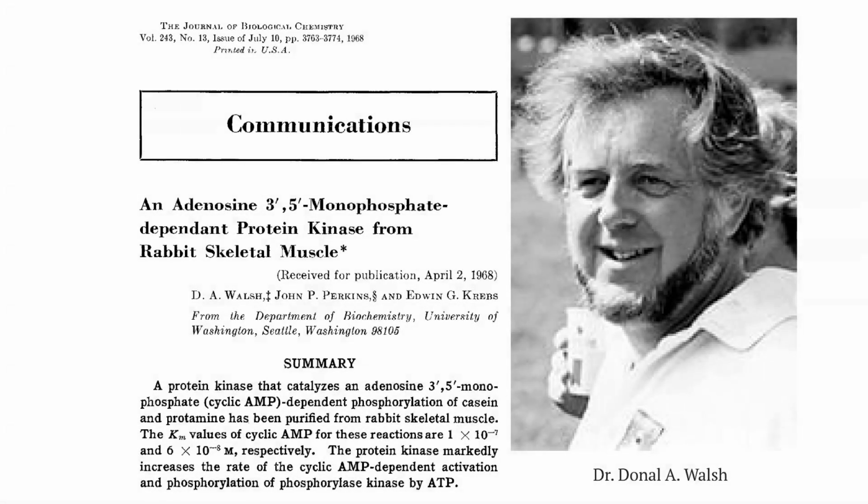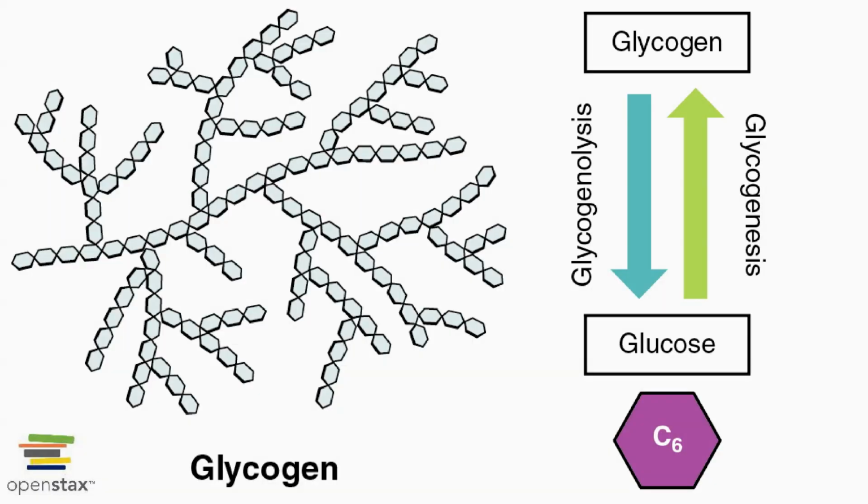One of my teachers, named Donald Walsh, was the first person to discover a protein kinase intracellular signaling cascade. In this classic example, epinephrine stimulates the protein kinase A cascade leading to glycogenolysis. Glycogen is a polysaccharide composed of repeating glucose monomers and serves as an energy storage molecule in animal cells. Glycogenesis is the production of glycogen to store glucose in cells. Glycogenolysis is the hydrolysis of glycogen to release glucose.